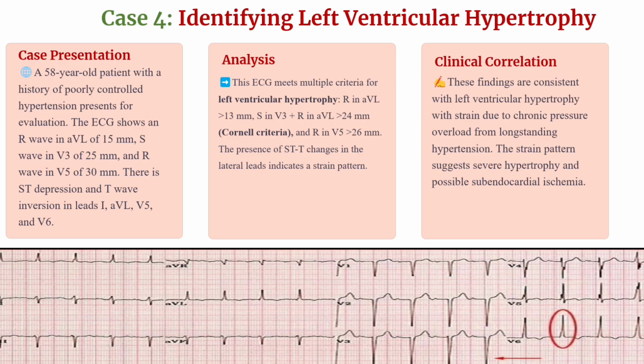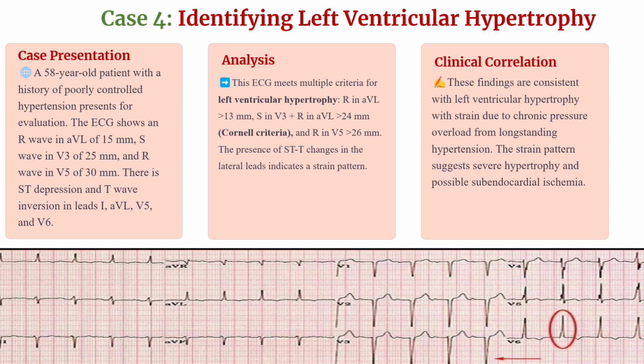Case 4. Identifying left ventricular hypertrophy. A 58-year-old hypertensive patient presents for evaluation. ECG reveals an R wave in aVL greater than 15 mm, an S wave in V3 greater than 25 mm, and an R wave in V5 greater than 30 mm, with ST depression and T wave inversion in lateral leads. These findings meet multiple LVH criteria, such as Cornell and Sokolow-Lyon, with a strain pattern indicating severe hypertrophy and subendocardial ischemia. Echocardiography is needed to assess left ventricular mass and function.